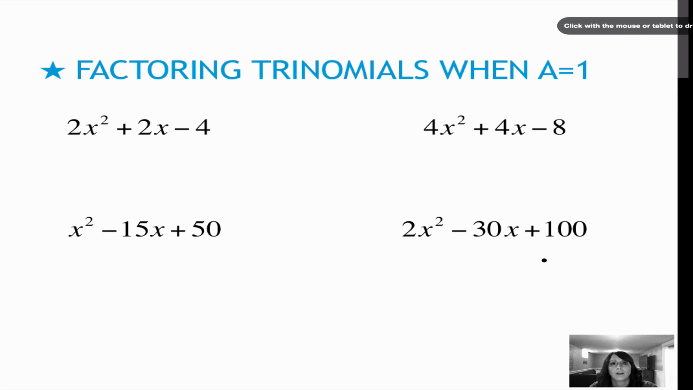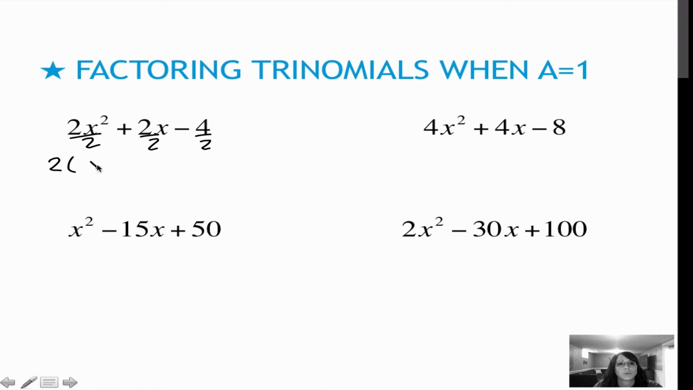Last set all includes GCFs, except for this one right here. On this one, I would first divide by 2, which would give me x squared plus x minus 2. Then I look for numbers that multiply to 2 that subtract to 1. So multiply to 2 are 1 and 2, subtract to positive 1 means the 1 would be negative. So x minus 1, x plus 2.